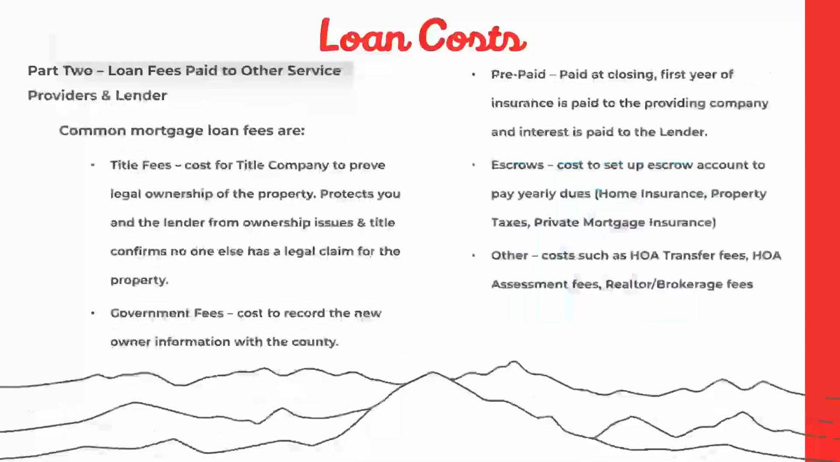The other fees that we will charge that go to other service providers, as well as myself, the lender, are title fees. This makes sure that the seller is able to sell the property to you. It verifies that there are no unpaid contractor liens that the seller needs to take care of before you become the legal owner. There's government fees, which again puts your name on title with the county, so changing ownership information.